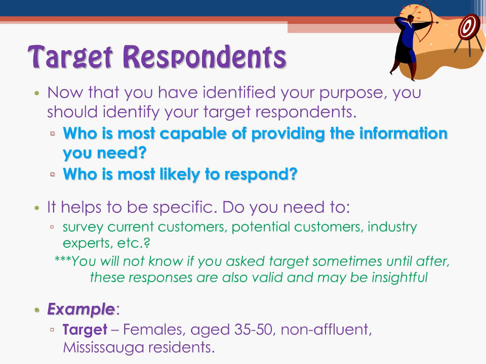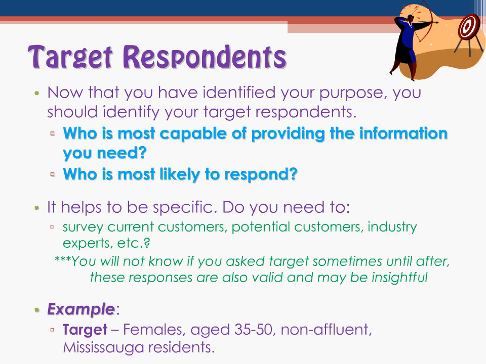The next one is identifying your target respondents. This is not necessarily your target market, however it often is. But these are your target respondents. Who are you looking to give your survey out to? You've identified your purpose. You've identified objectives. You're trying to gather information to achieve those objectives. So now you need to identify who is going to provide that information that will help you achieve those objectives. So who is most capable of providing the information? Who is most likely to respond?